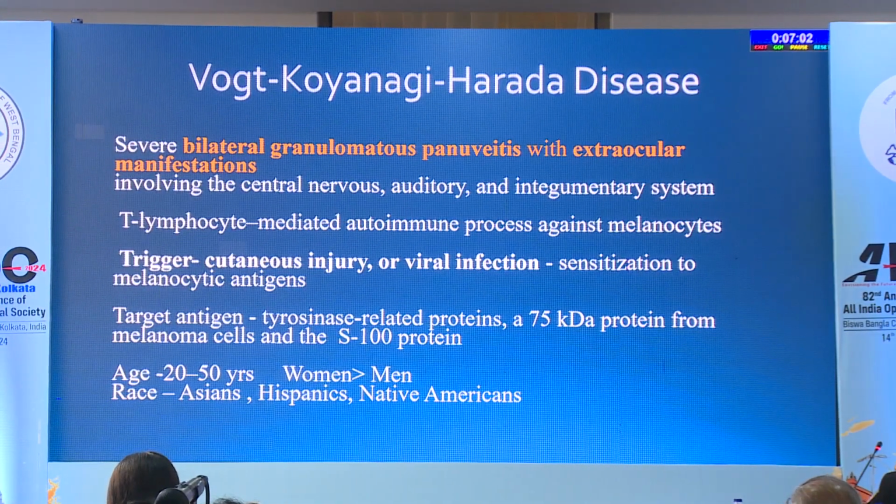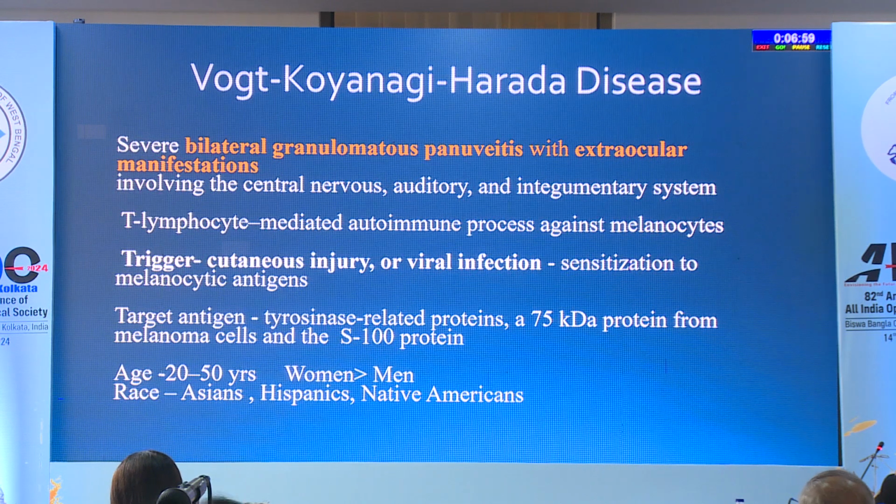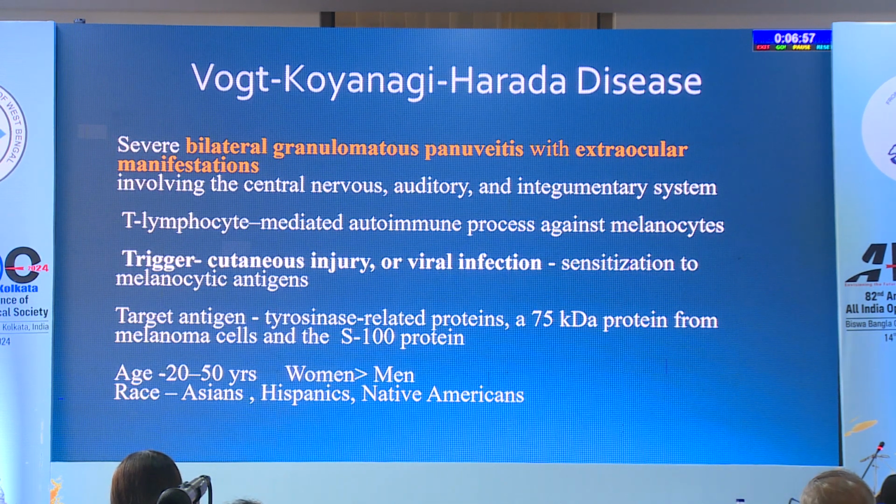The trigger is believed to be a cutaneous injury or a viral infection which causes sensitization to the melanocytic antigens. The exact target antigen is not known, but it is believed to be a tyrosinase-related protein or a 75 kDa protein or the S100 protein. It is usually seen in the 20 to 50 years age group, women and Asians being more commonly affected.